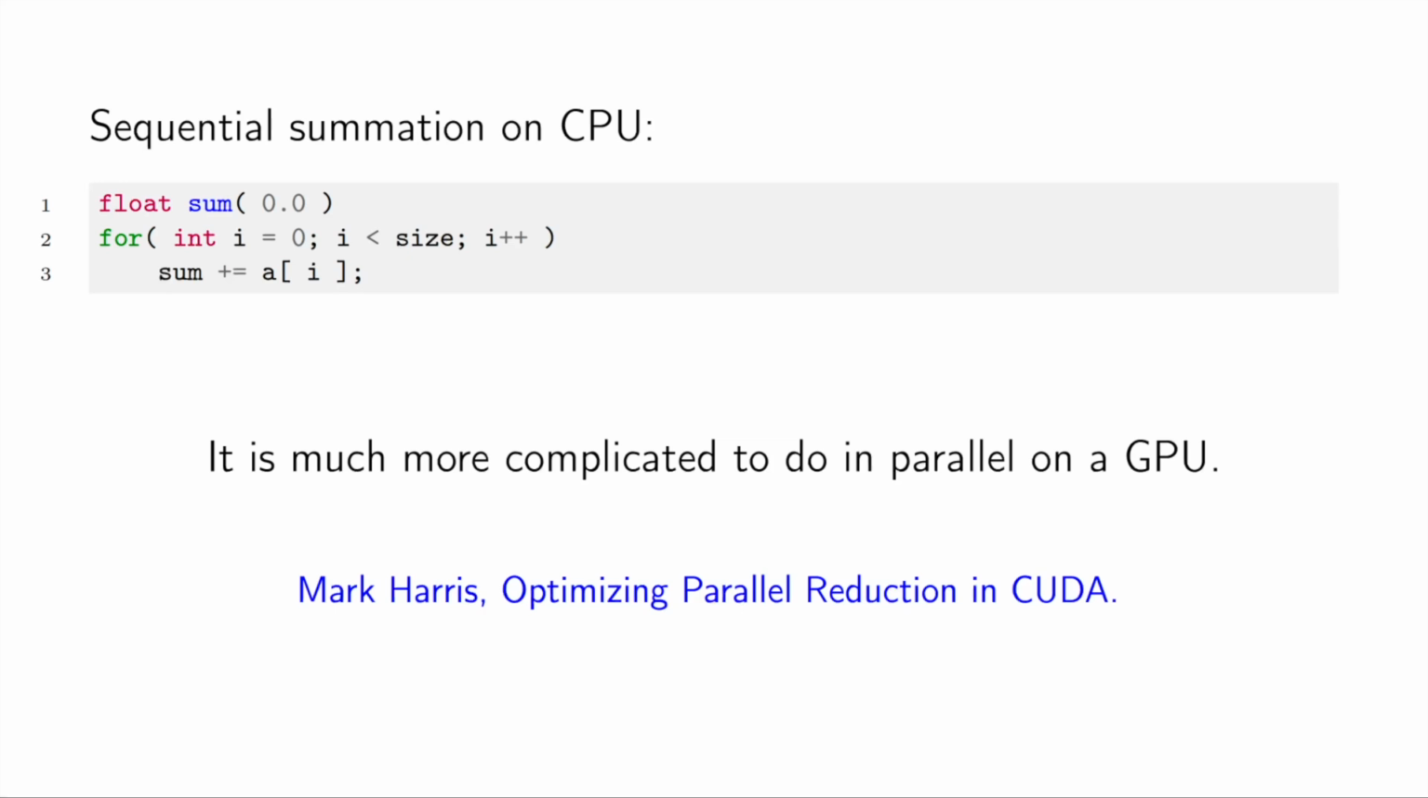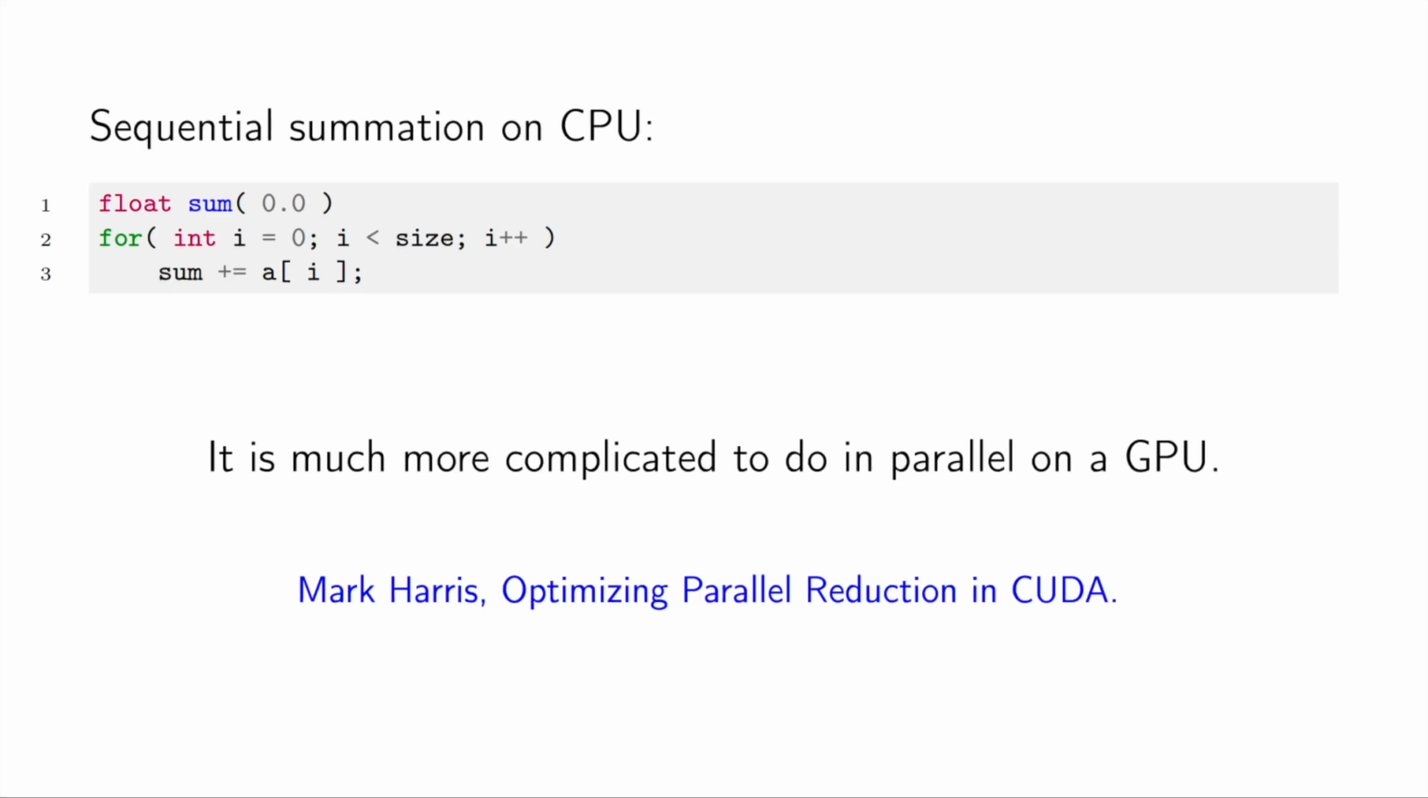However, doing this efficiently on a GPU is very challenging. For those interested, I refer you to an excellent presentation by Mark Harris, which explains in detail how to implement parallel reduction efficiently on a GPU using CUDA. However, the result is several dozen lines of code, which is not something we want to write every time we need to compare two arrays or calculate a vector norm.